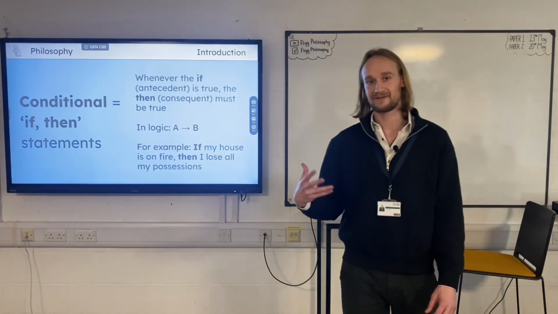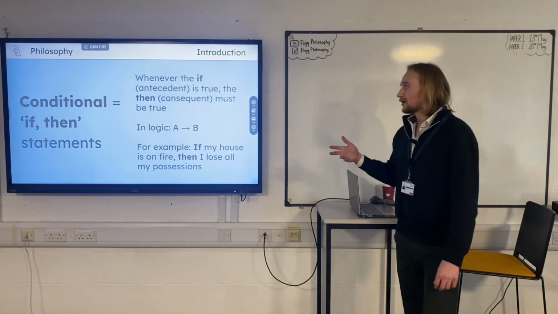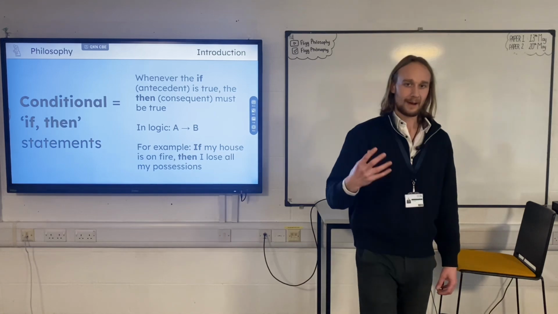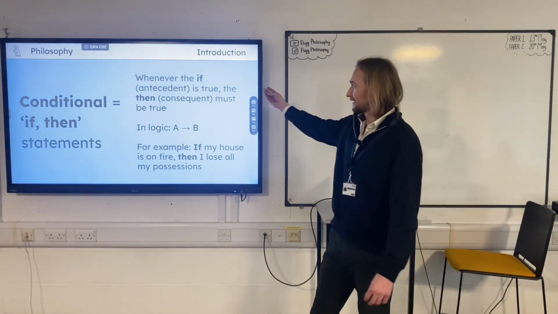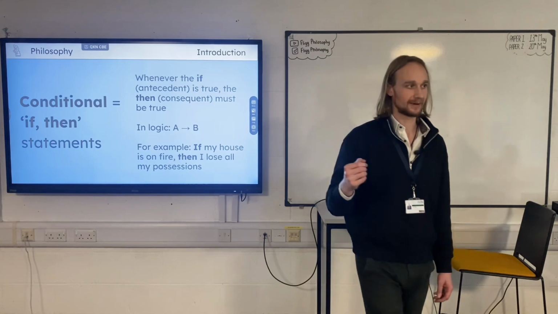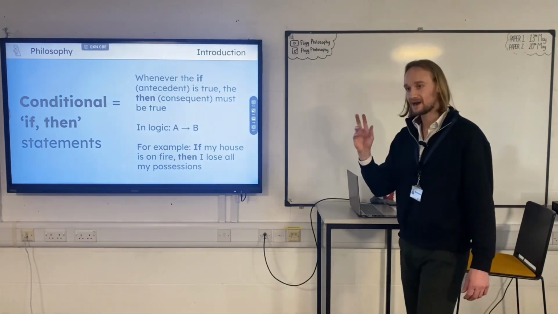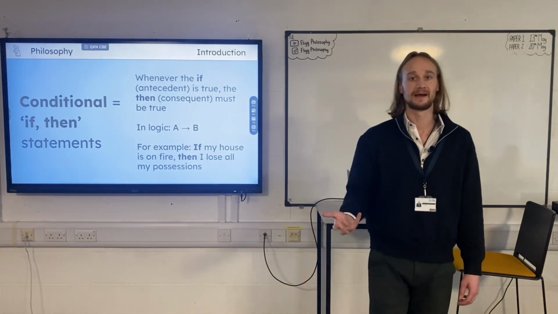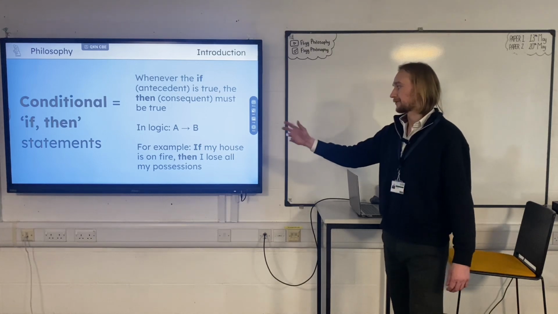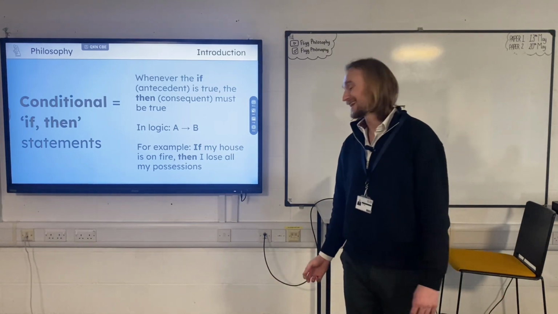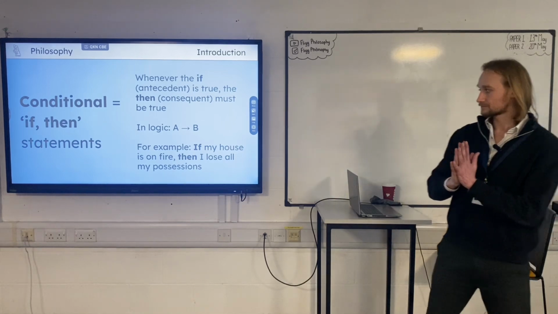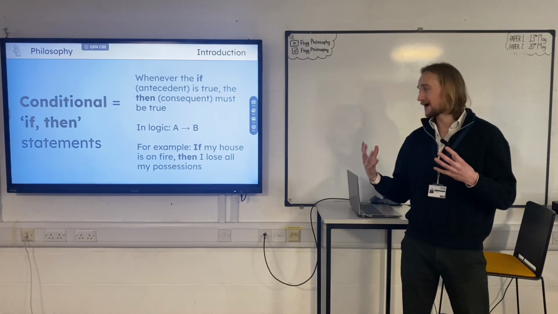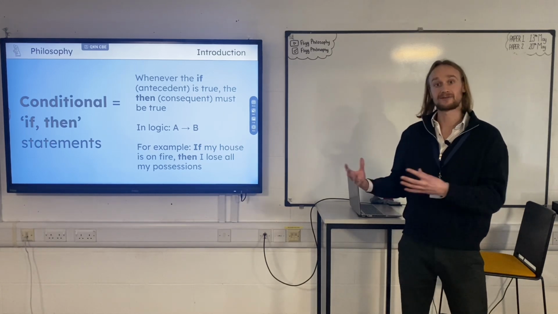And a conditional is an if-then statement. These are slightly more complicated. With a conditional statement, in essence, what happens with these is wherever we have this first bit of the statement, we call it the antecedent, the part that starts with if, whenever that is true, the second part, which we call the consequence, the bit that comes after then, has to be true. For example, if my house is on fire, then I lose all of my possessions. So for that statement to be true, it has to be the case that whenever my house is on fire, I have to lose all of my possessions.